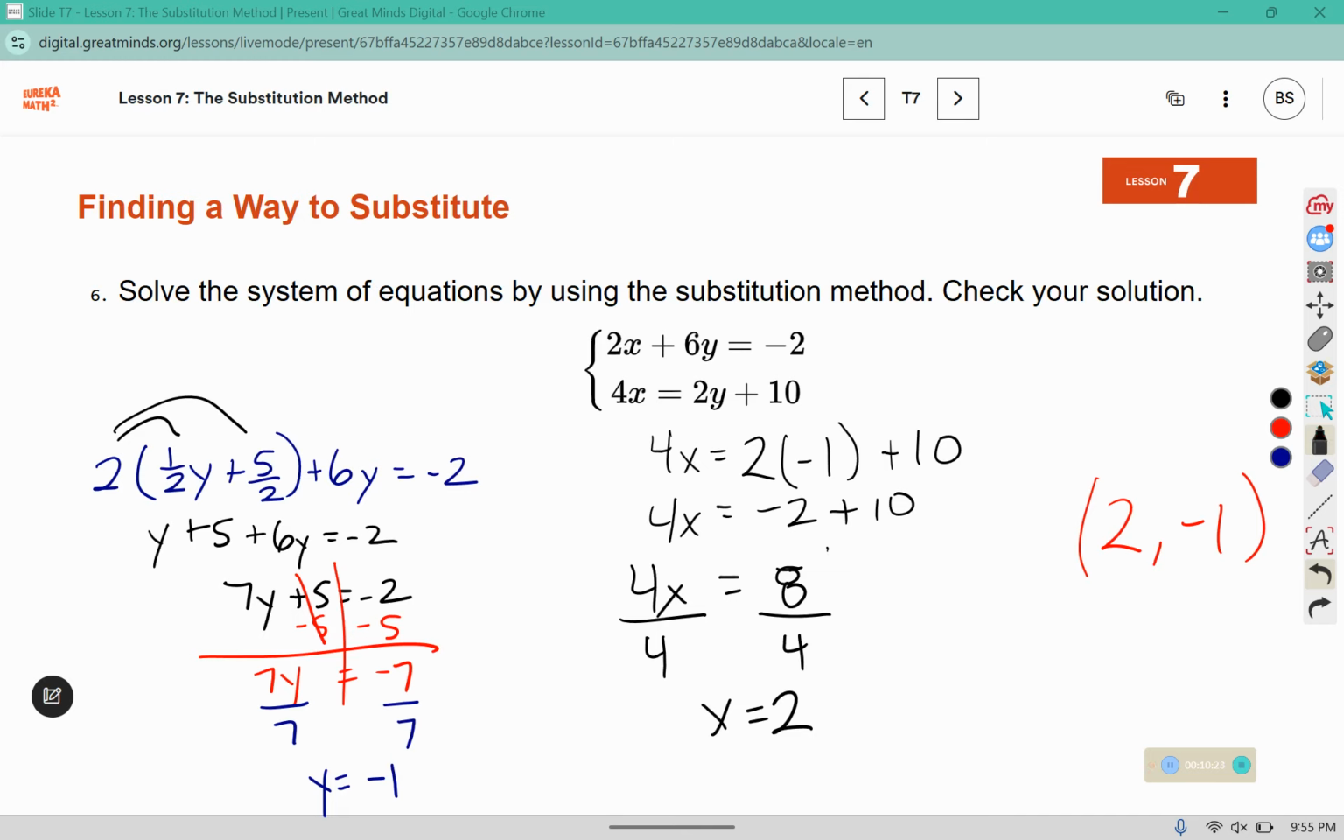You can also check our solution. 2x, replace the x with 2. 6y, replace the y with negative 1. 2 times 2 is 4. 6 times negative 1 is negative 6. And 4 minus 6 is negative 2, so we know it works for that equation.